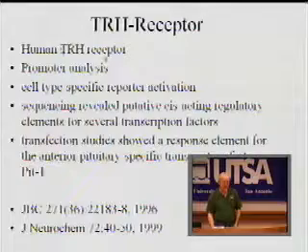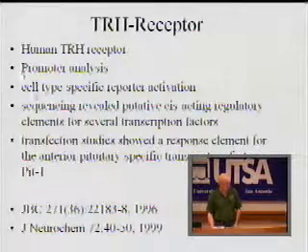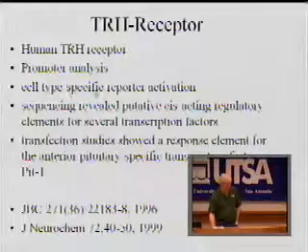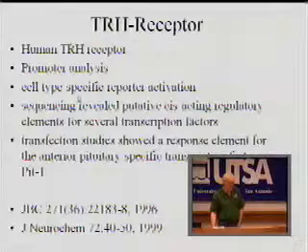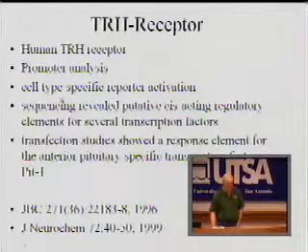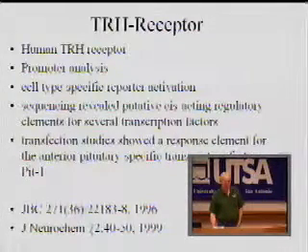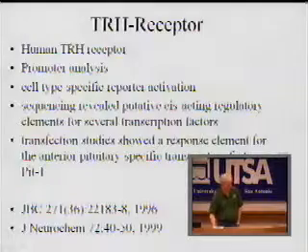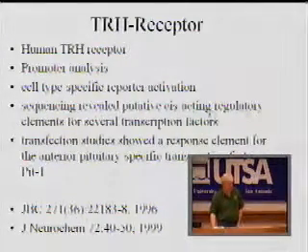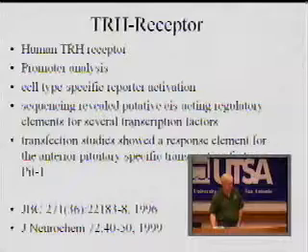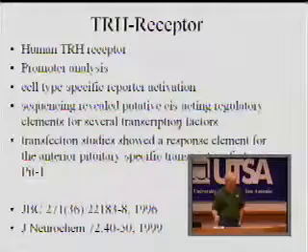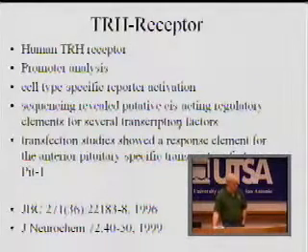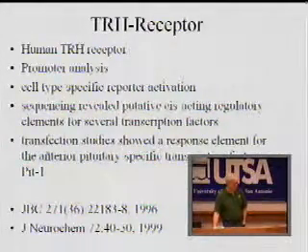The human TRH receptor, again, for promoter analysis, it was determined that there's a cell type specific reporter activation. So you can read on that in the link that I showed you. There are 2 research articles from which I gathered this basic information. Sequencing revealed putative cis-acting regulatory elements for several transcription factors. There's a table and figures listing those on the links for your assigned readings.